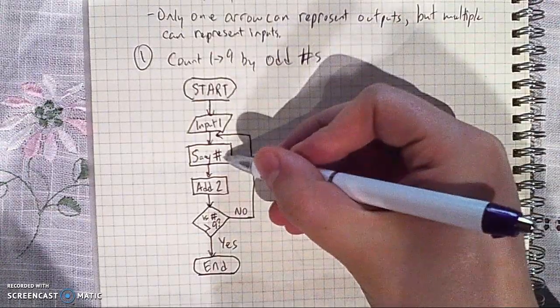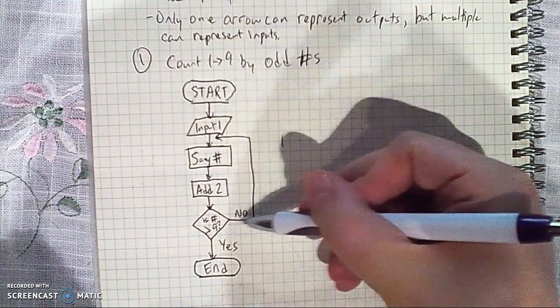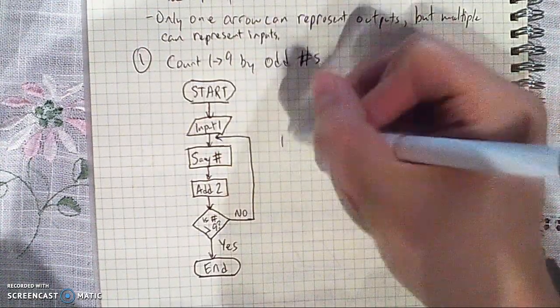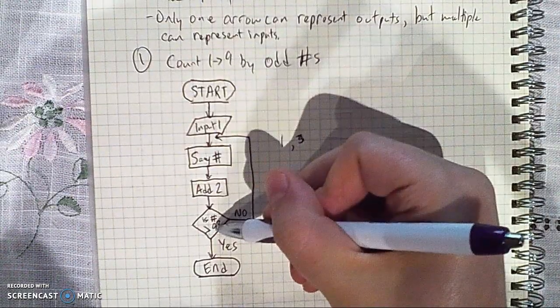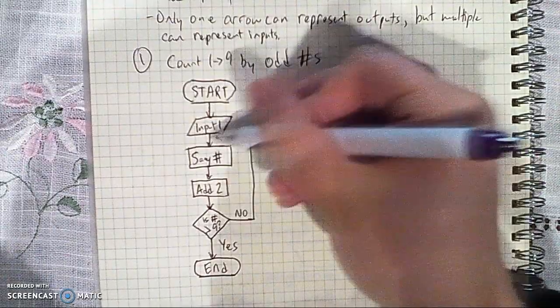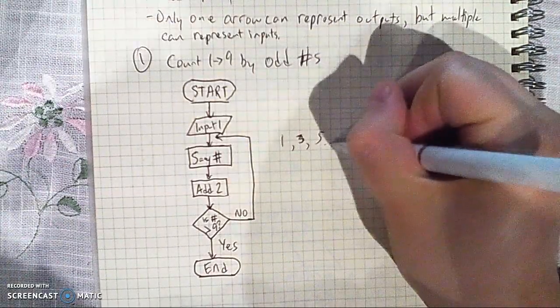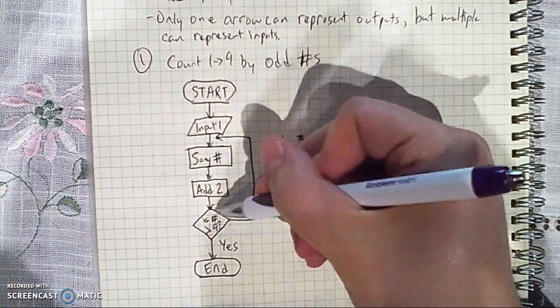Input 1, say the number, 1. Add 2, we're at 3. Is it greater than 9? Nope. Go back, say the number, 3. Add 2, we're at 5. Is it greater than 9? Nope. Say the number, 5. Add 2, we're at 7. Nope. Say the number, 7. Add 2, say the number, 9. Add 2, 11, greater than 9.